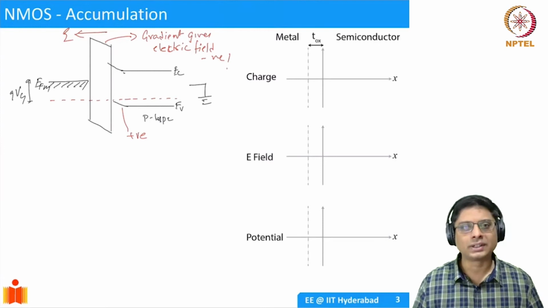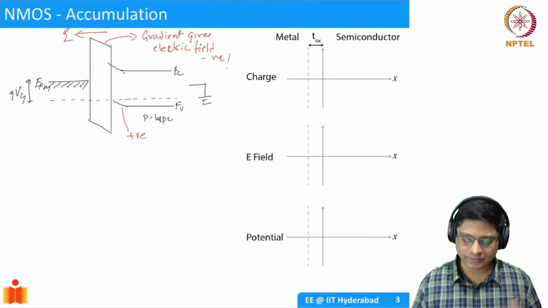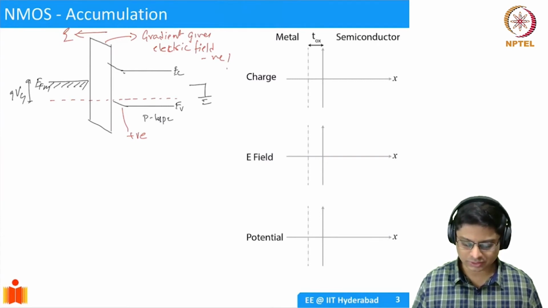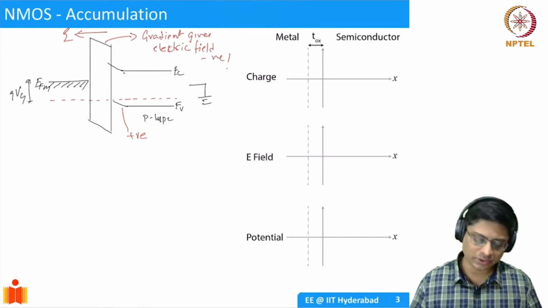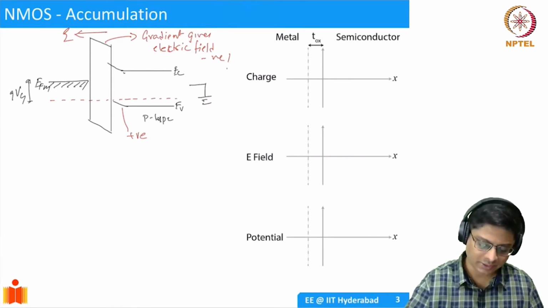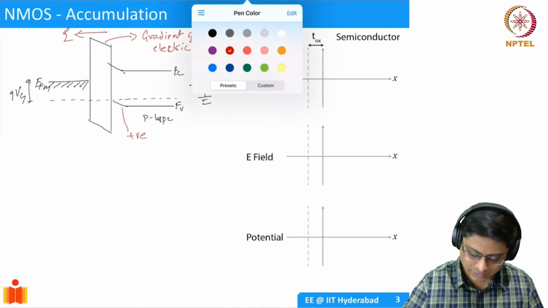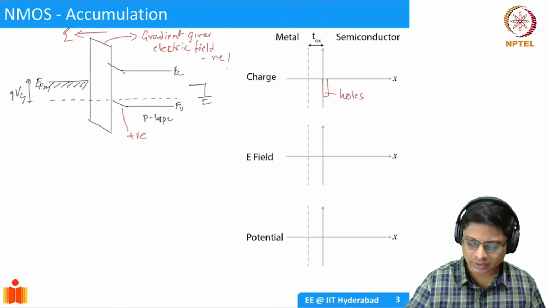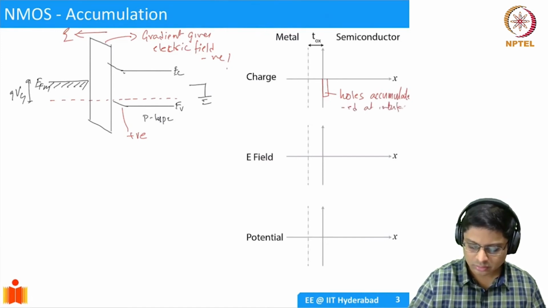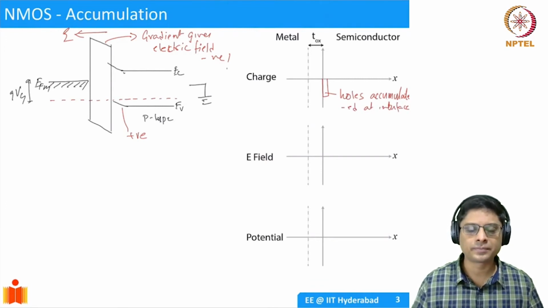So to understand these devices, we will try to draw what are called block diagrams: block charge, field, and potential diagrams. Okay. So essentially, what we can do is here, we know that there is a positive accumulation, positive charge, right, at the interface. So I'll represent this by putting a small block here. This is holes accumulated at the interface.